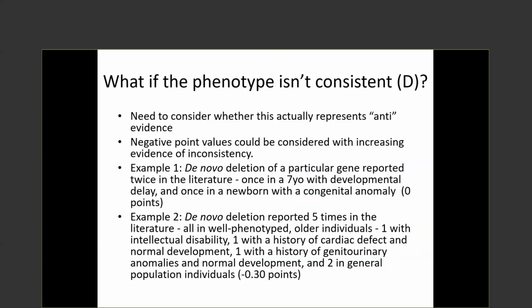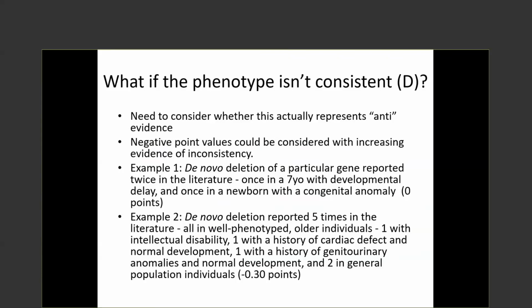In the first scenario, you have a deletion of a particular gene that has been reported only twice in the literature, once in a 7-year-old with developmental delay and once in a newborn with a congenital anomaly. So depending on what information you have available, you might choose to score a scenario like that at 0 points, just because you don't really know if the newborn is going to go on to develop developmental delay. And you also don't really know if the older child was evaluated for the newborn's congenital anomaly.